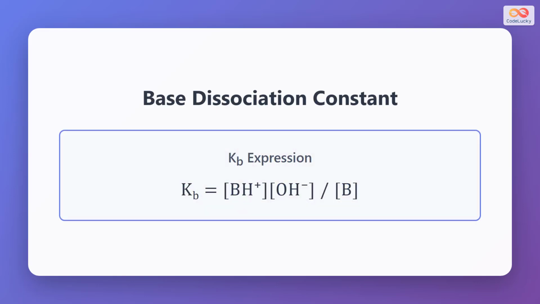The strength of a weak base is quantified using the base dissociation constant, Kb. The Kb expression is Kb = [BH+][OH−] / [B]. This equilibrium constant tells us the extent of dissociation. A smaller Kb value indicates a weaker base.